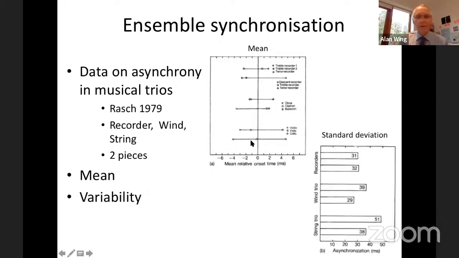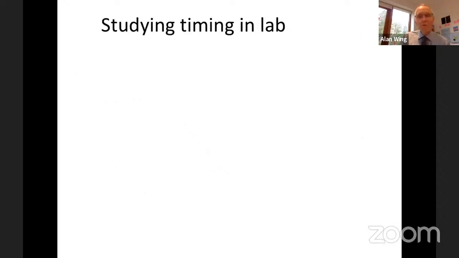But if we look at the variability, the standard deviation shows quite clearly that both for recorders, wind trio, and the string trios, there's quite a lot of variability. This is the standard deviation of the note onset asynchronies between the players. And it's running for the string trio up around about 40 or 50 milliseconds of variability. That's 1600 milliseconds squared. So that is significant variability. It's not part of normal playing.